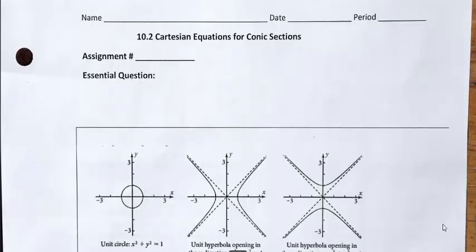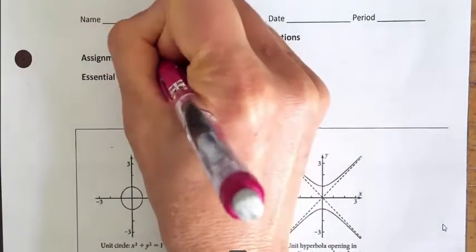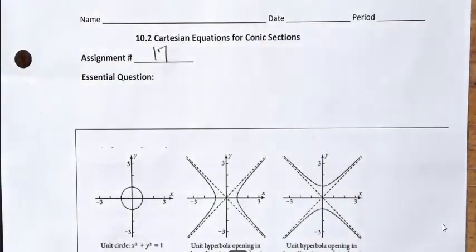Okay, today we're going to talk about our different conic sections and the different equations for them and how to graph them given the equation or come up with the equation for them. So we'll start with our essential, actually this is assignment 17, so let's write that first. And then our essential question: given an equation for a conic section, how do you plot the graph? And given the graph of a conic section, how do you write the equation?